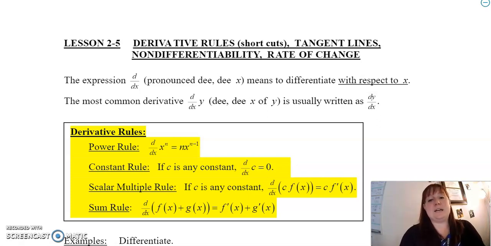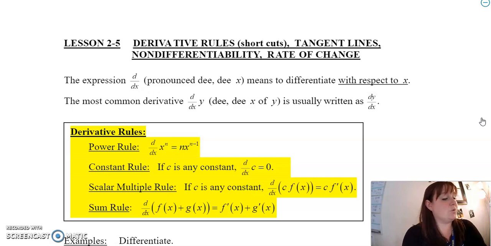So remember that we write the derivative in lots of different ways. One of the ways we can write it is d dx, which means the derivative with respect to x, which means x is the independent variable. It's the variable we're taking the derivative of. So we're taking the derivative of y with respect to x. So that's why we write it dy dx. So this means I'm taking the derivative of y with respect to x. Okay, you'll see in a few units why that's more important.